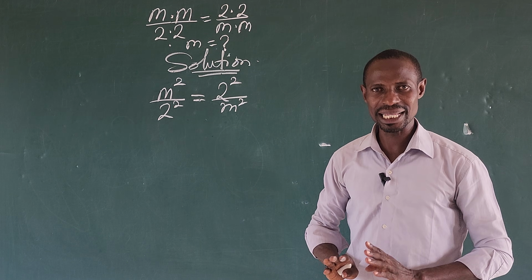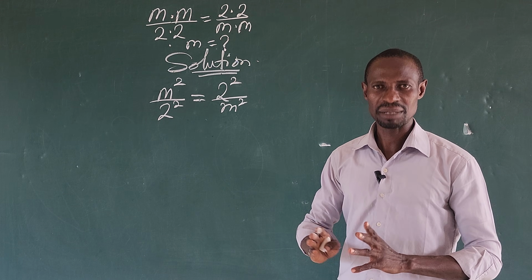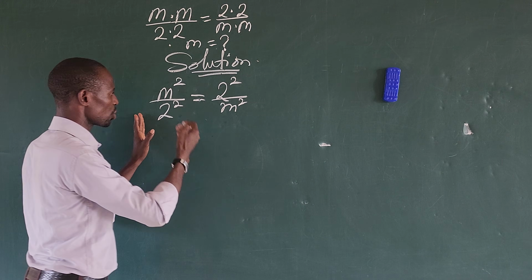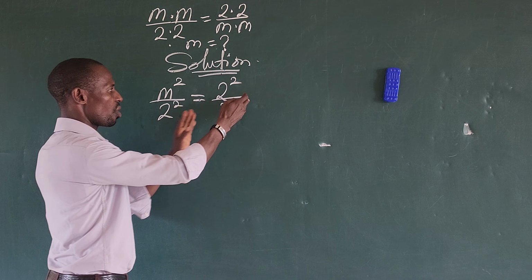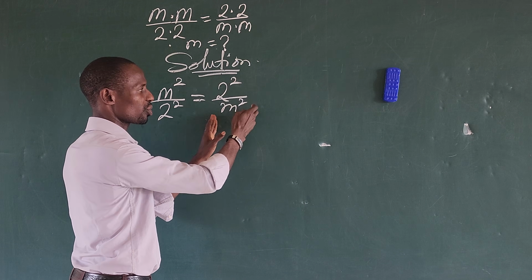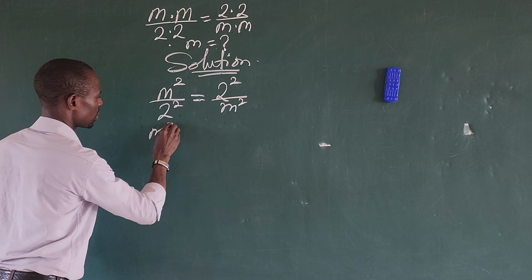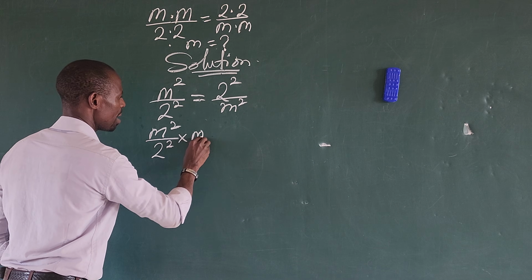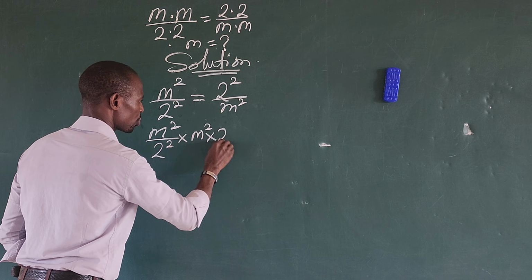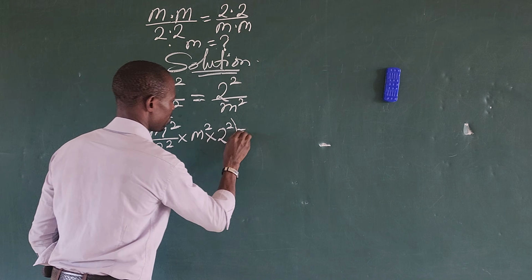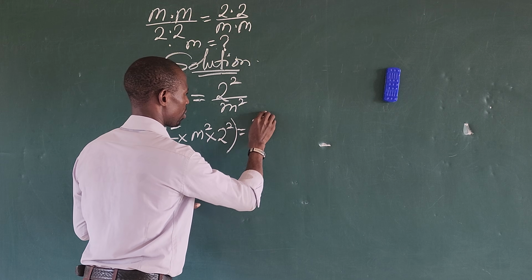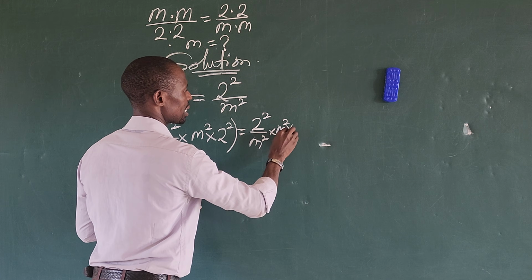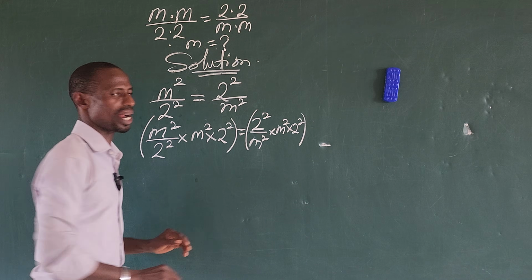but we want to use the right mathematical term, or the right mathematical jargon here. So we want to multiply this side by m to the power of 2 and also 2 to the power of 2. Then we also multiply this side by m to the power of 2 and also 2 to the power of 2. So let's go ahead and do that. This will give us m to the power of 2 all over 2 to the power of 2 times m to the power of 2 times 2 to the power of 2. Let's put this in brackets, everything equal to 2 to the power of 2 all over m to the power of 2 times m to the power of 2 times 2 to the power of 2. Let's put this also in brackets.